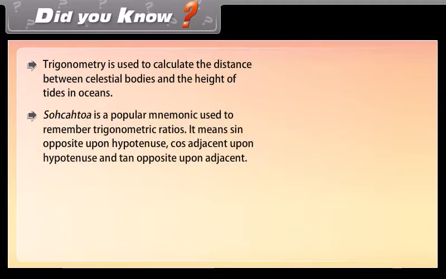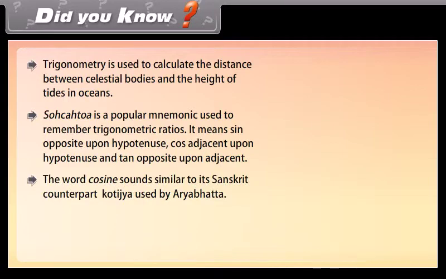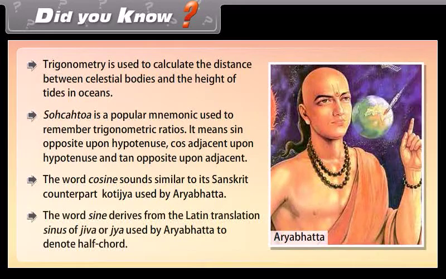SOH CAH TOA is a popular mnemonic used to remember trigonometric ratios. It means sine opposite upon hypotenuse, cos adjacent upon hypotenuse, and tan opposite upon adjacent. The word cosine sounds similar to its Sanskrit counterpart, kotijya, used by Aryabhatta. The word sine derives from the Latin translation sinus of jiva or jya, used by Aryabhatta to denote half-chord.